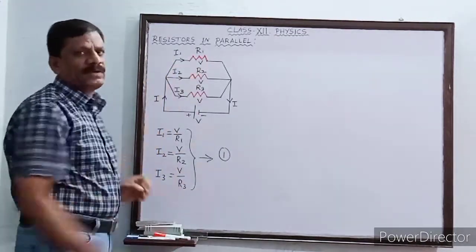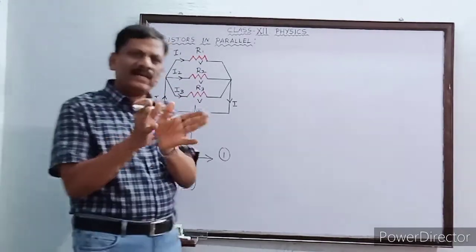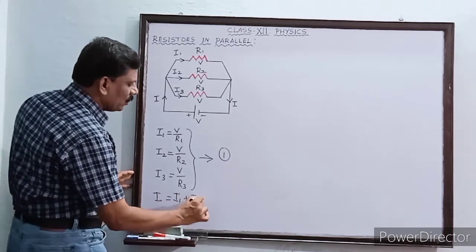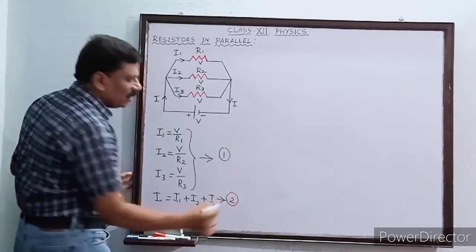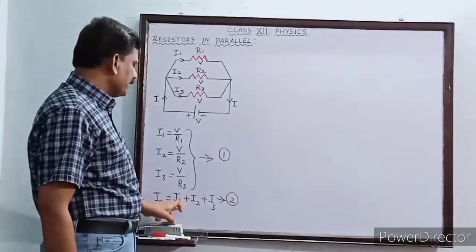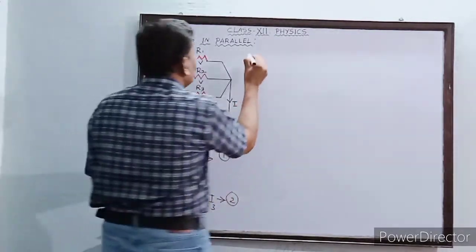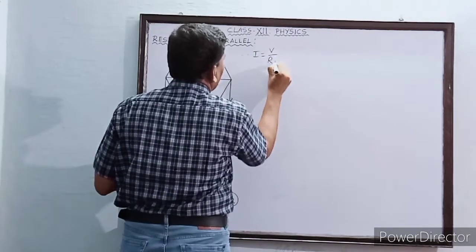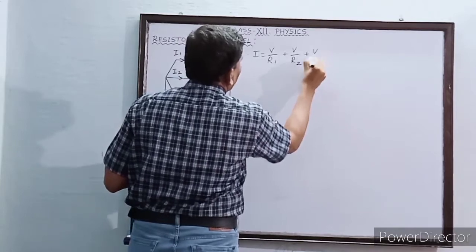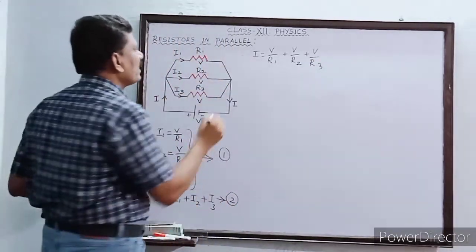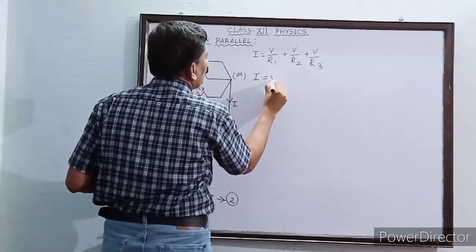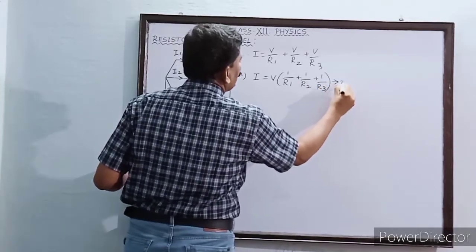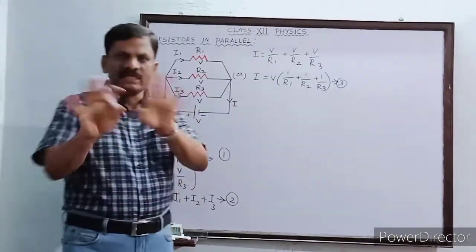If you add the currents I1, I2 and I3, that must be equal to the main current, because the main current only has branched, is it not? Therefore I must be equal to I1 plus I2 plus I3, and this is equation 2. Now I am going to substitute on the right hand side of equation 2 for I1, I2 and I3 from step 1. Therefore I is equal to V by R1 plus V by R2 plus V by R3. Taking V as the common factor, I is equal to V into 1 by R1 plus 1 by R2 plus 1 by R3. And this is equation number 3. I want to replace the 3 resistors by a single resistor.